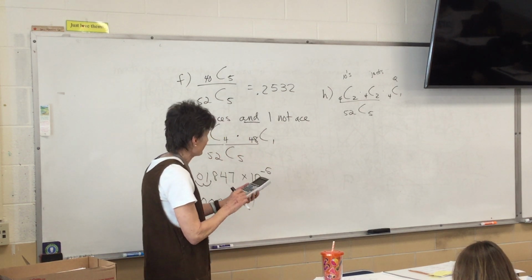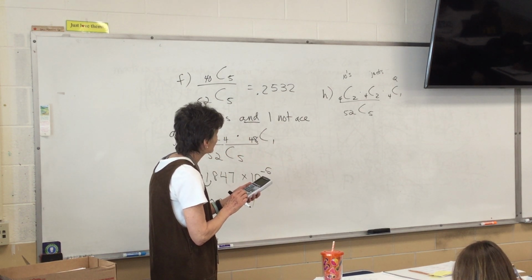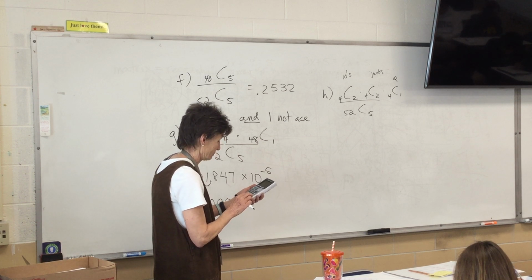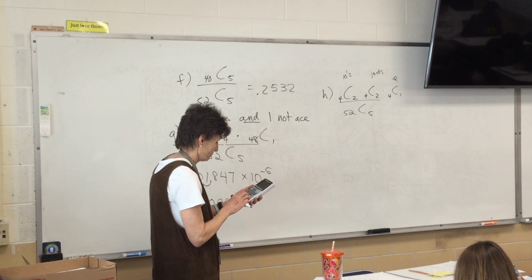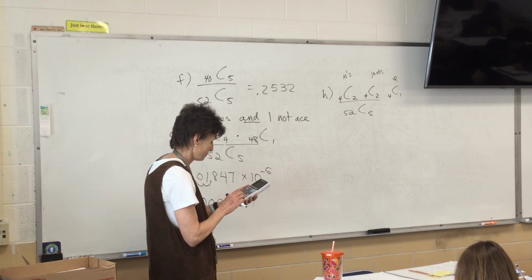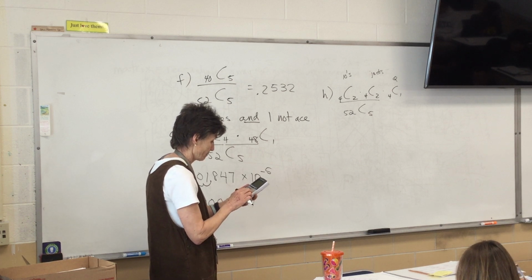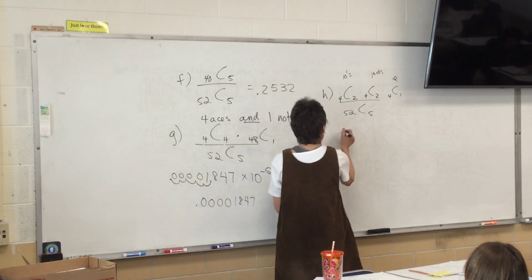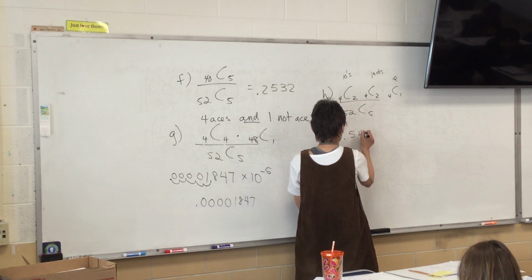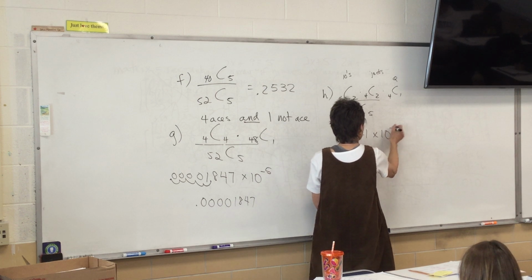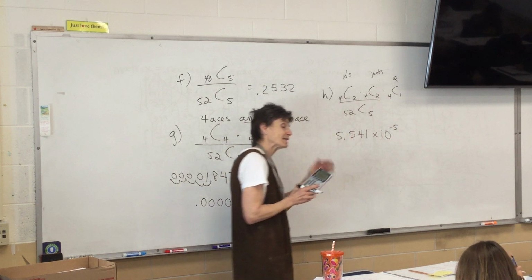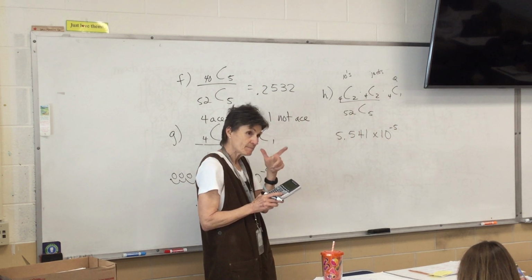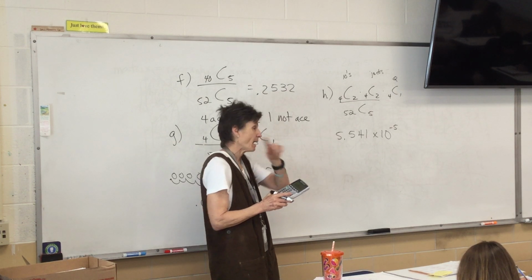What did we end up with? Yep, 5.541 times 10 to the negative 5th. Remember that E means times 10 to that power.